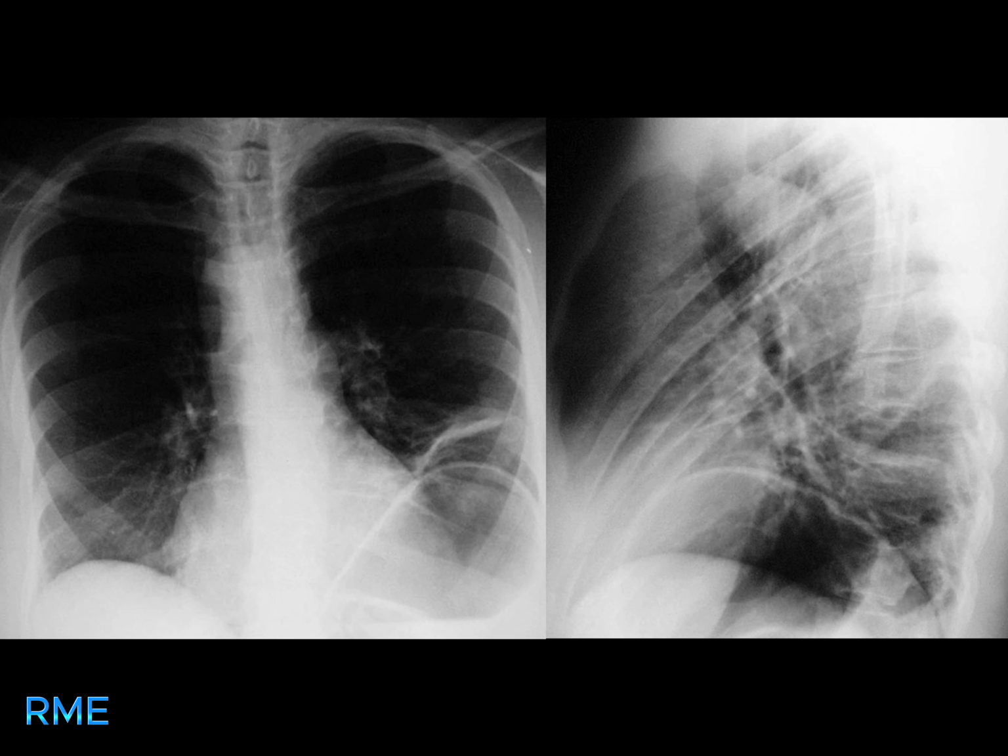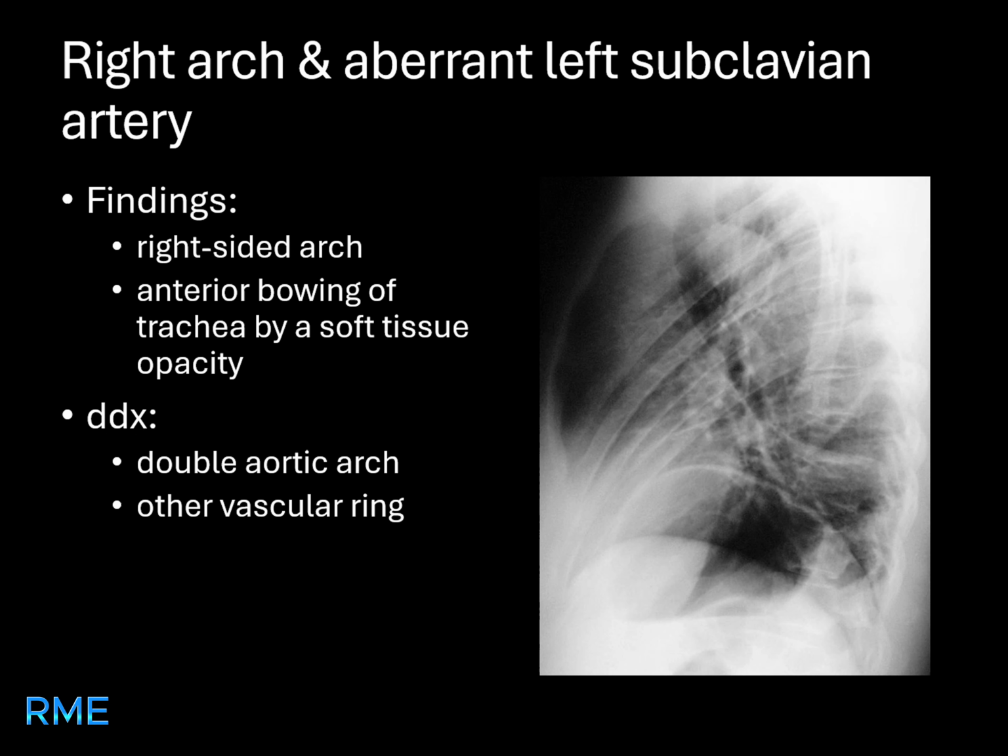What abnormalities do you notice in this image? This image shows a right-sided aortic arch with anterior bowing of the trachea by a soft tissue opacity. These findings suggest a right aortic arch with aberrant left subclavian artery. Differential diagnoses include a double aortic arch and other vascular rings.